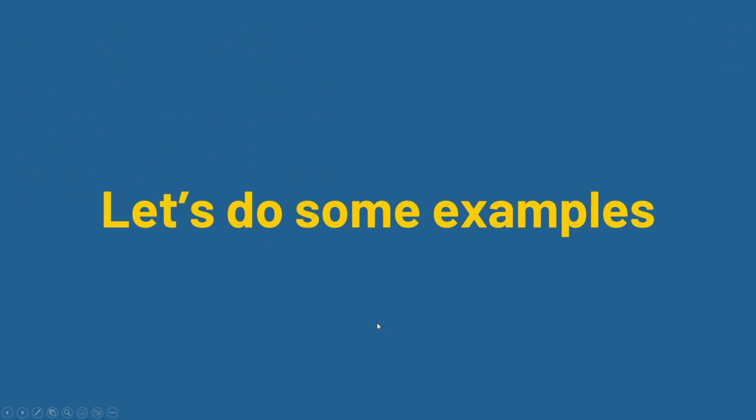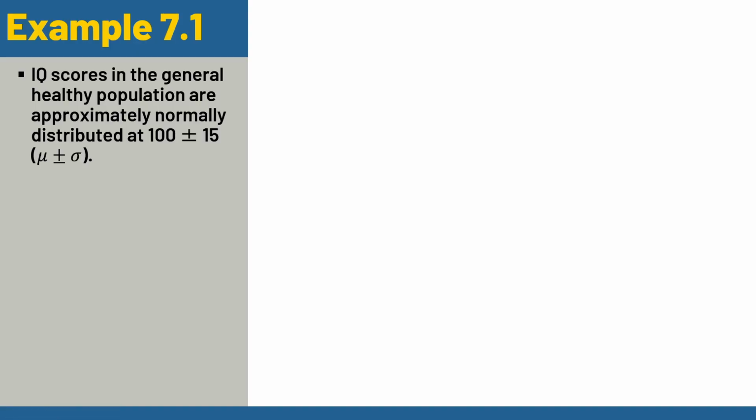Okay, so let's do some examples to consolidate all that together and wrap up the videos here. So example 7.1. Let's estimate some population means. Cool. So IQ scores in the general healthy population are approximately normally distributed at 100 plus or minus 15, mu plus or minus sigma.